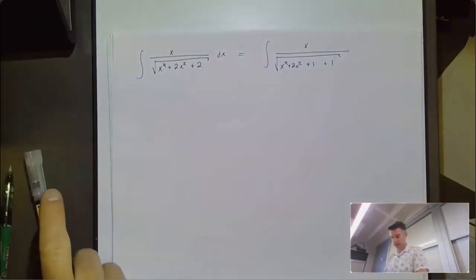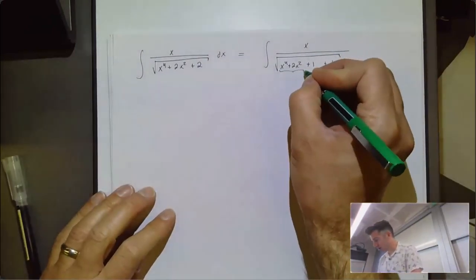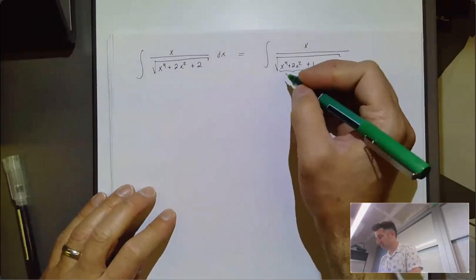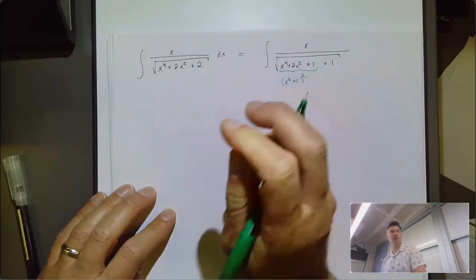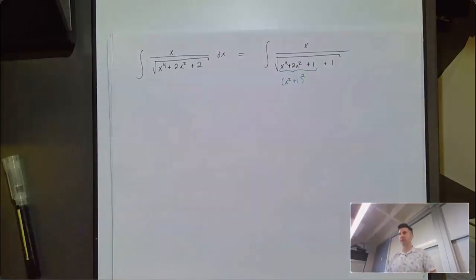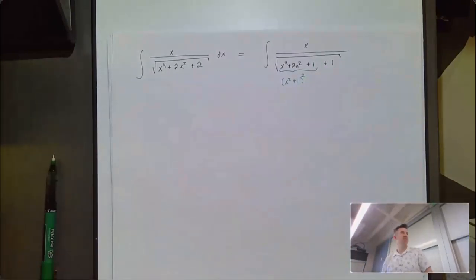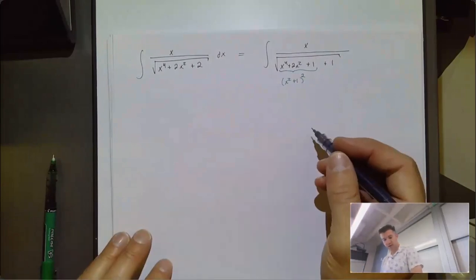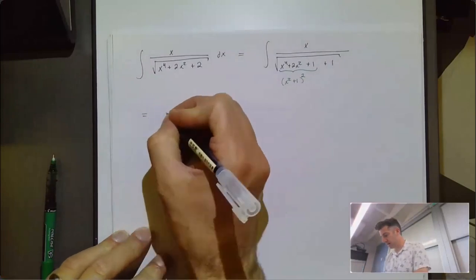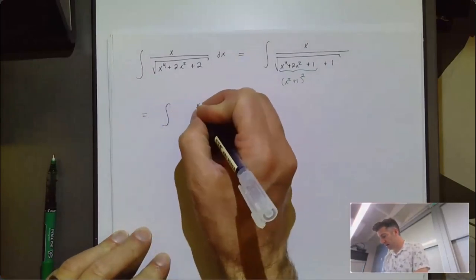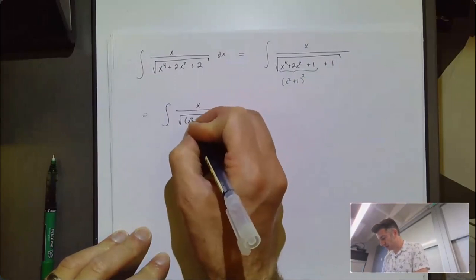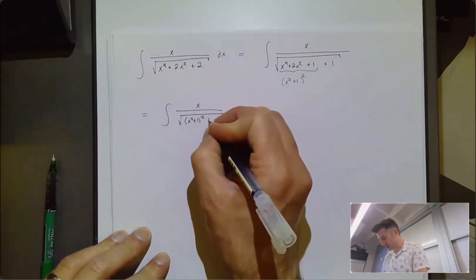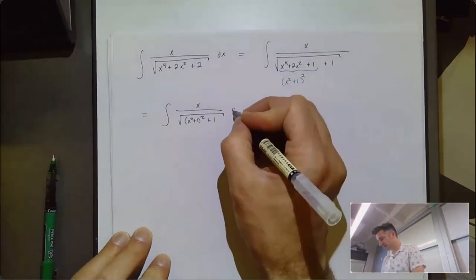So then this part here, that's our x squared plus 1 quantity squared. Sounds like something interesting is happening over there. Like, really, I'm curious what's going on. Oh, well. So then we can rewrite this as the integral of x over the square root of x squared plus 1 squared plus 1 dx.